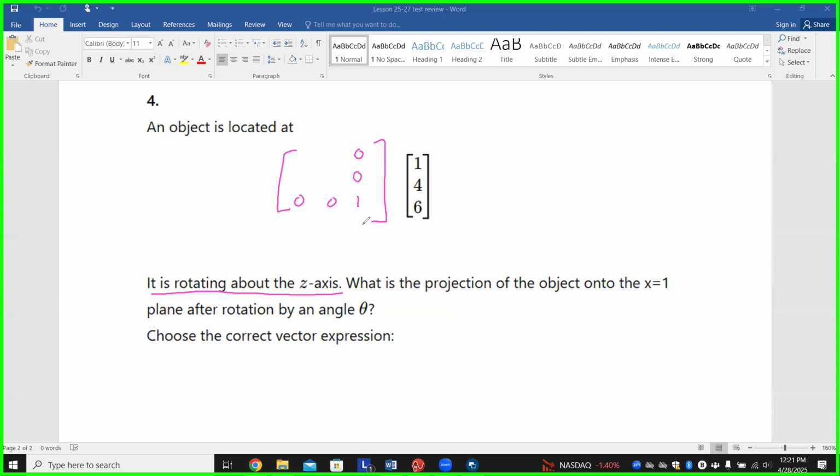So just notice that. And then to fill in the spots, we go from the top left-hand corner. This would be the cosine of theta. This would be the negative sine theta. This would be sine theta. And then this would be cosine theta.